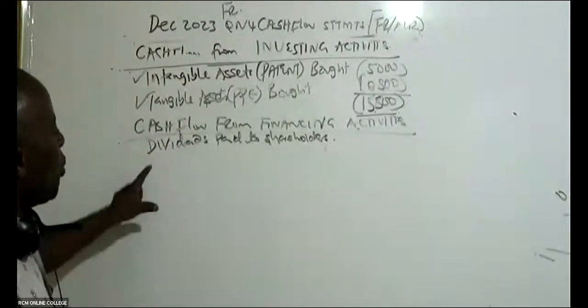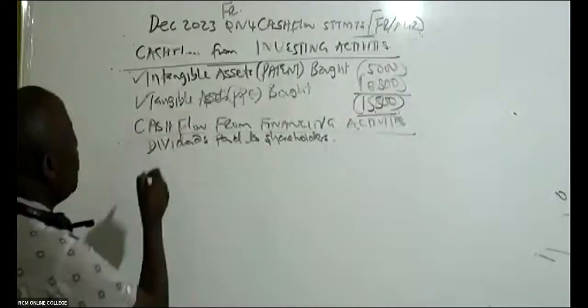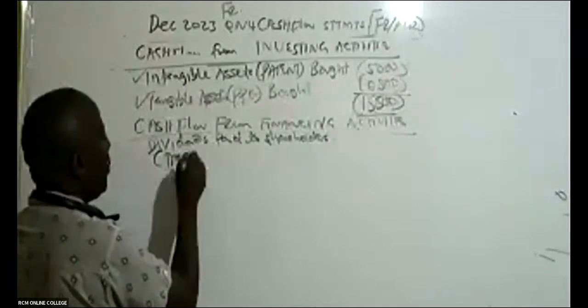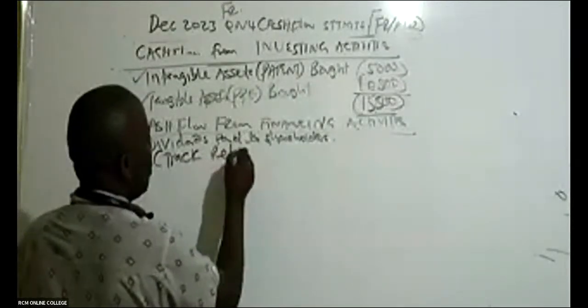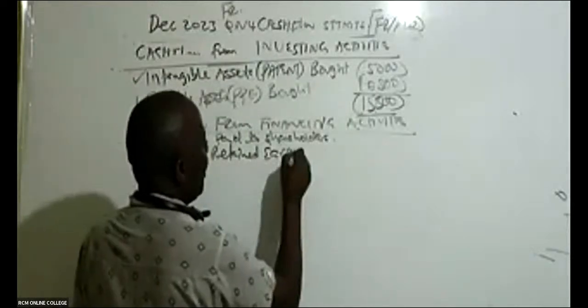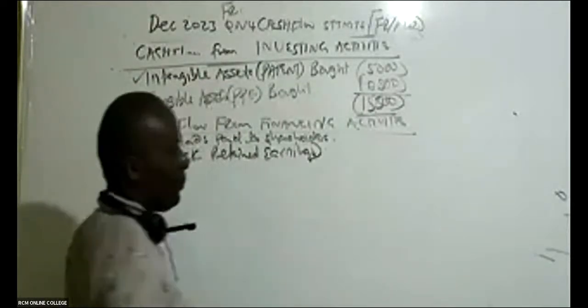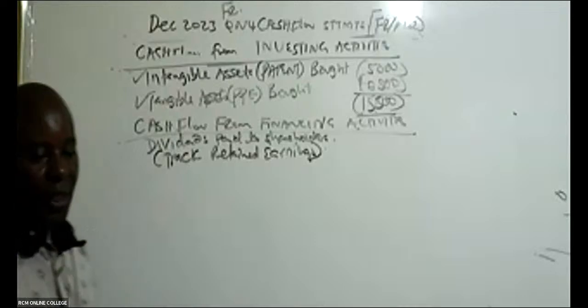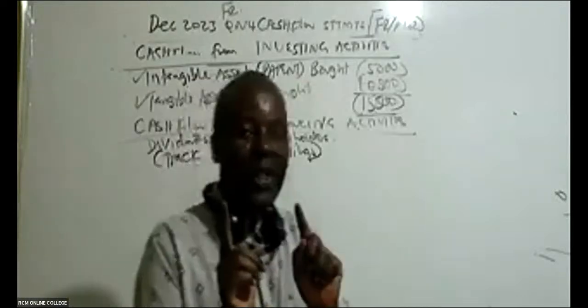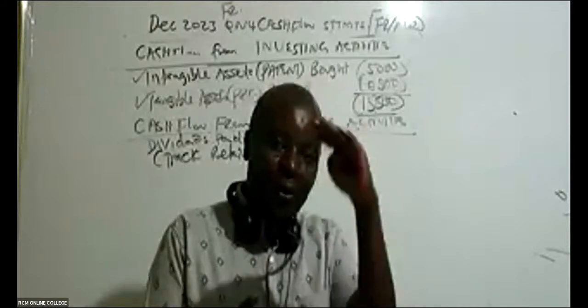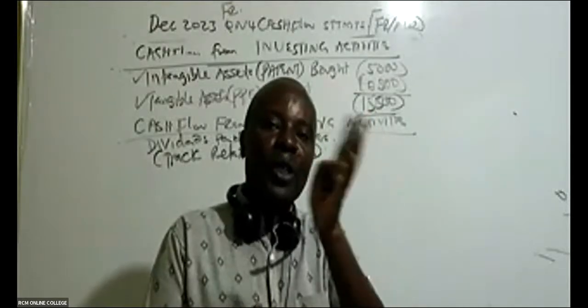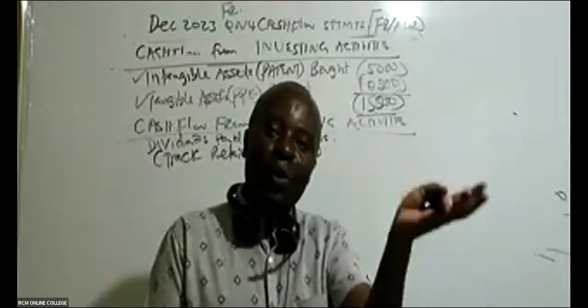And how do you get to know the dividends paid to shareholders? You track the retained earnings account, because you see there is a relationship between retained earnings and the dividends. You know, when you make your profits, it's either you retain or give out some dividends.